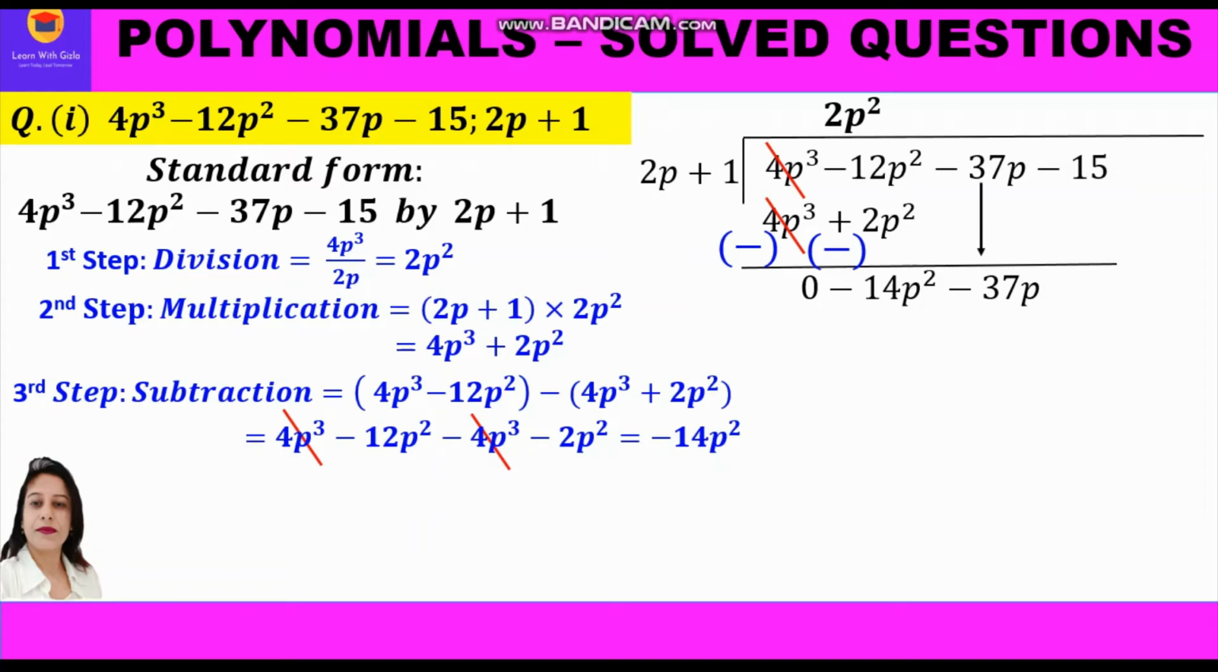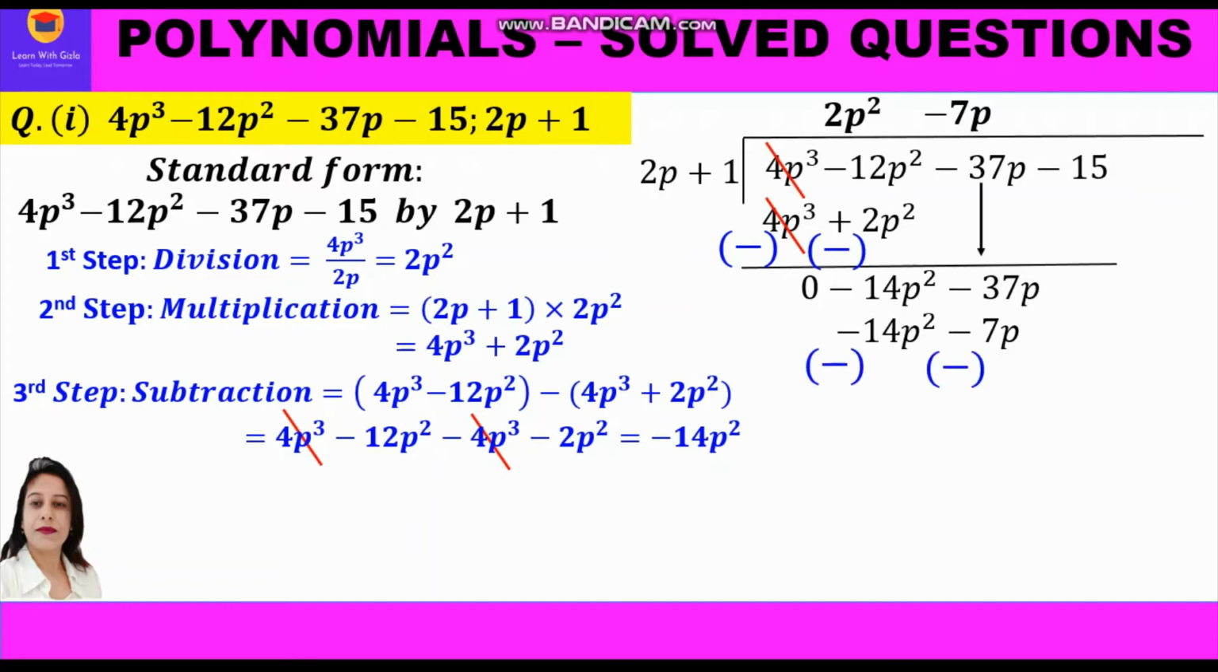Now further we shall go through the three steps all over again. We shall start with the division, that is minus 14p square will be divided by 2p and we shall get minus 7p. Or another way of finding minus 7p is to think of a number which can be multiplied to 2p to get minus 14p square. So that way also you can get minus 7p. Now minus 7p is our new quotient which we have written on the top. We shall move to the second step of multiplying this new quotient with the divisor, and we shall get minus 14p square minus 7p. Now we shall move to third step of subtraction.